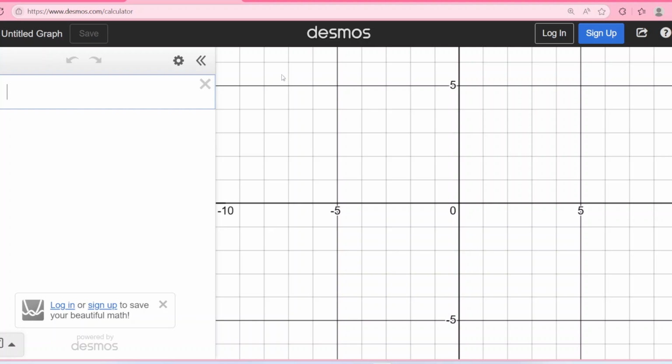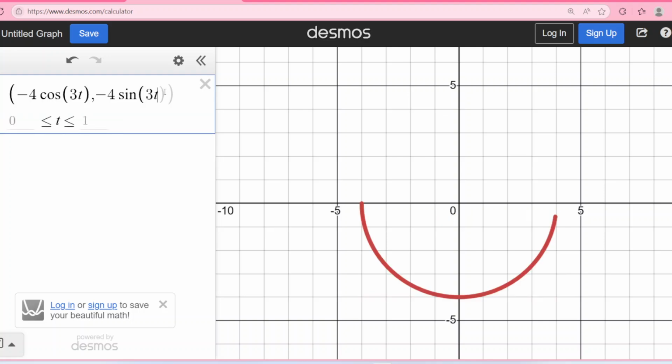Now, if you're going to be plotting parametric equations on the xy plane, you have to enter things in Desmos as if they were an ordered pair, right? So I'm putting a left parenthesis, and then the x coordinate in terms of t was negative 4 times the cosine of 3t, and then a comma. And then the y coordinate in terms of t was negative 4 times the sine of 3t. Right, and close that off.